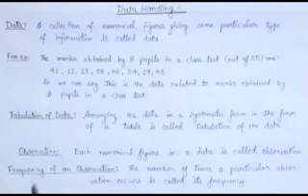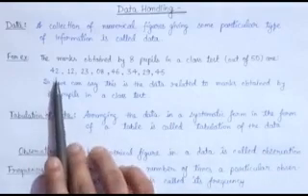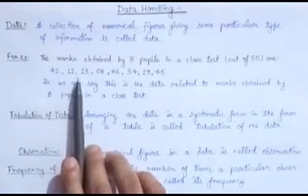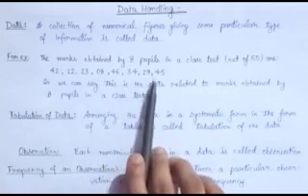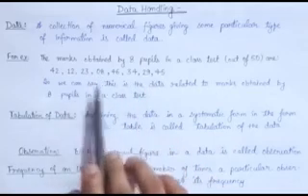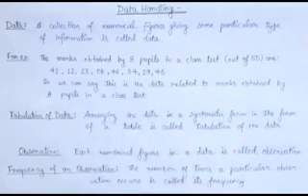Now, what do we mean by observation? Each numerical figure in a data is called an observation. Here you can see that these numerical figures 42, 12, 23, 8, 46, 34, 29 and 45, all these are observations.